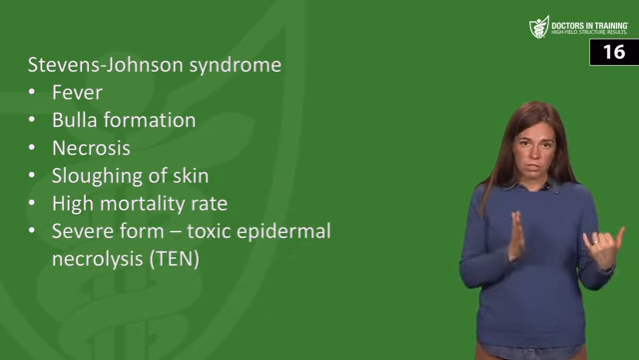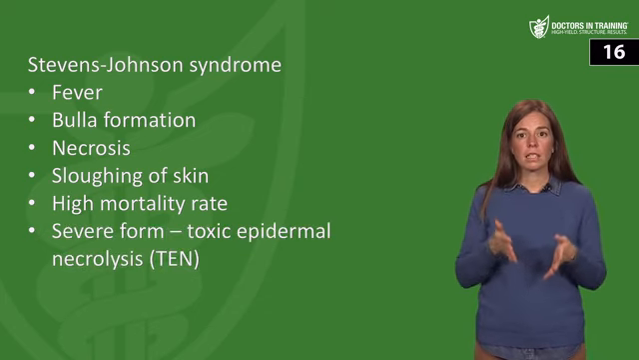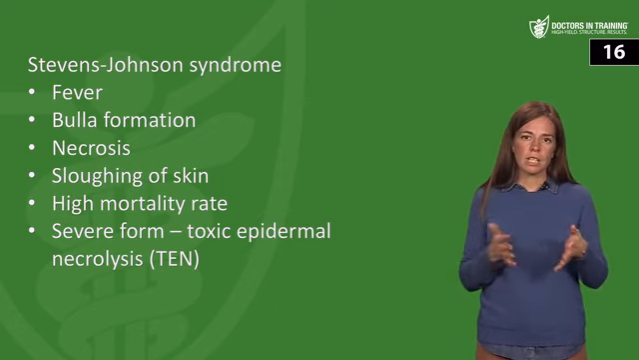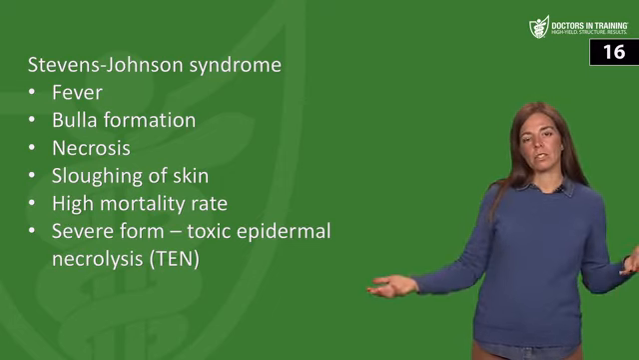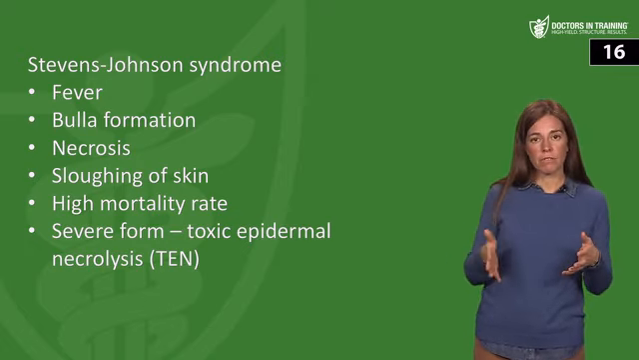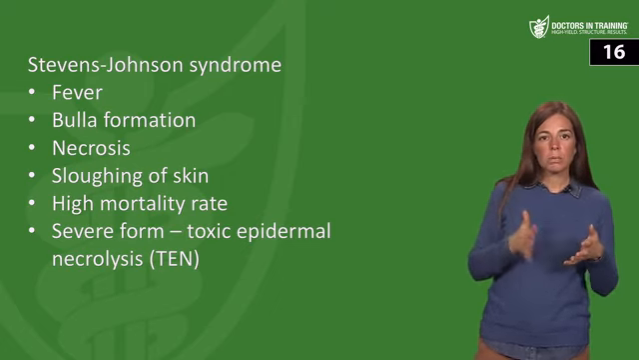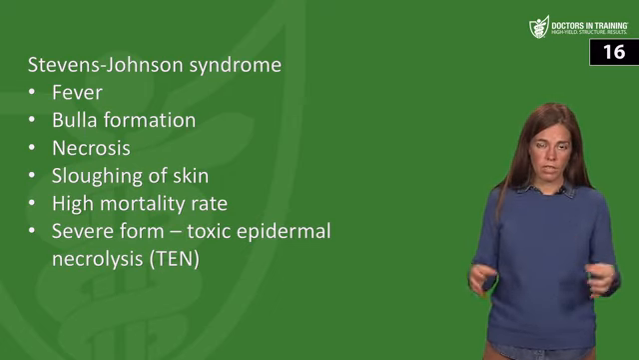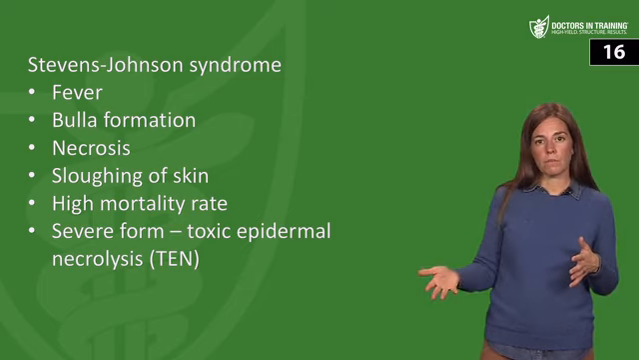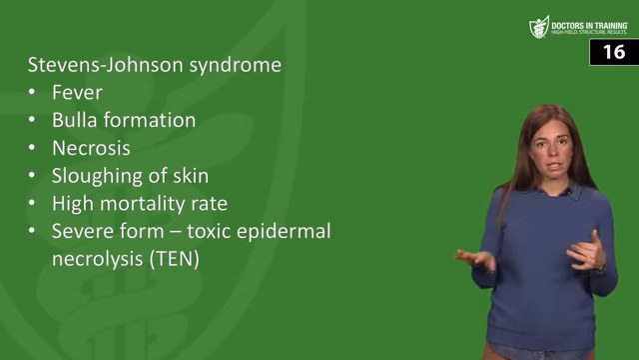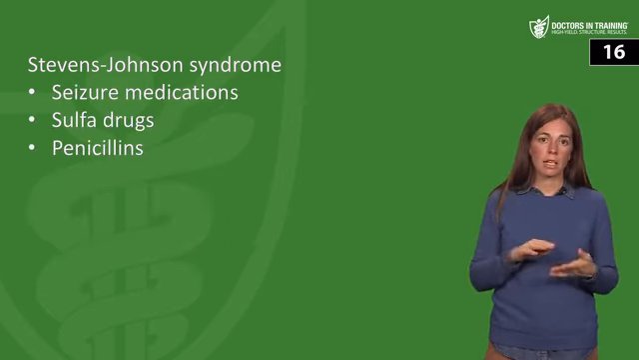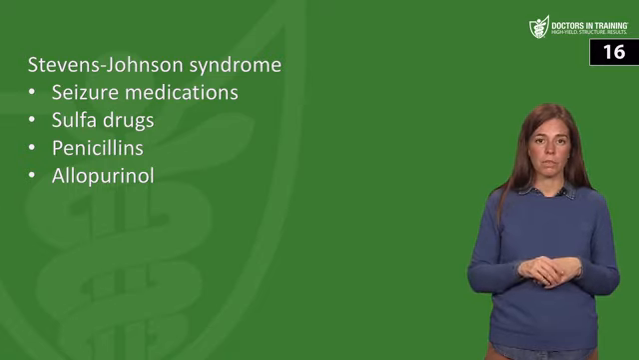An even more severe form of Stevens-Johnson syndrome is toxic epidermal necrolysis, or TEN. So Stevens-Johnson and TEN are essentially the same disorder, just differing magnitudes. So with TEN, at least 30% of the body surface area is sloughing and detaching. So if you have at least 30% of the body surface area sloughed off, that's TEN, toxic epidermal necrolysis, rather than Stevens-Johnson syndrome. And there are multiple drugs implicated in the cause of Stevens-Johnson. Seizure medication, sulfa drugs, penicillin, and allopurinol are some examples.